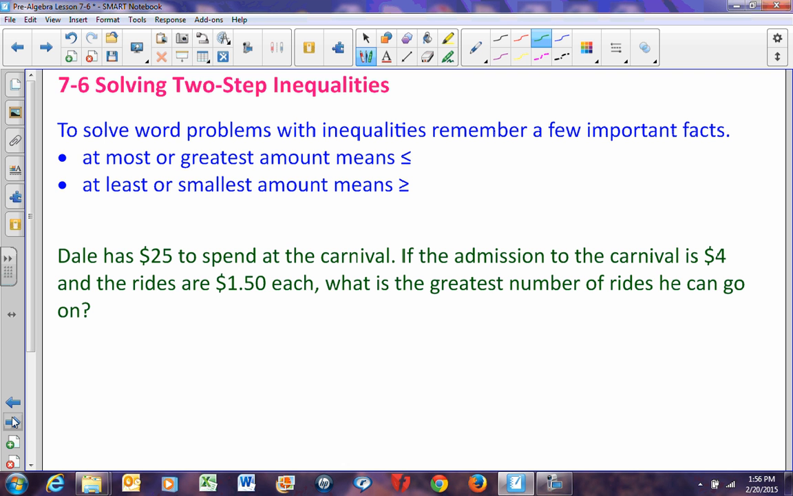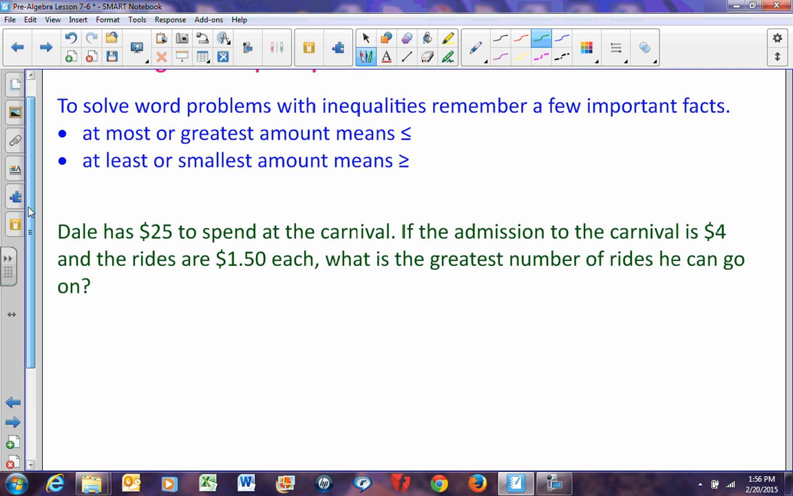I can have any amount of money less than $5, all the way up to $5, but at most I can have $5. At least, or the smallest amount, means greater than or equal to. If I say you have to get at least an 85% on my test in order to move to the next chapter, that means if you get an 84%, you're not moving to the next chapter. If you get an 86%, you are moving to the next chapter because the smallest grade you could get is an 85. So let's look at a couple of word problems.